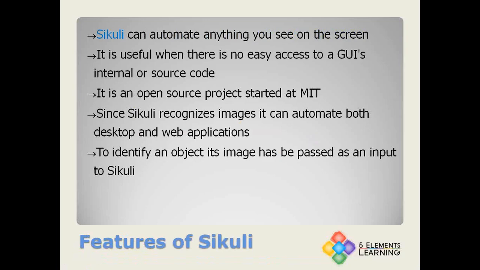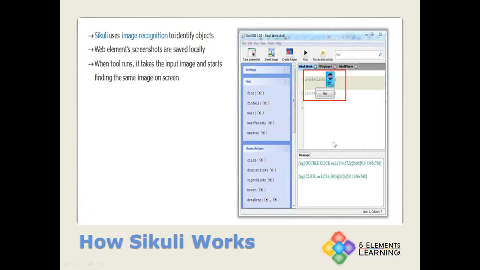It can automate anything we see on screen, and it is useful when there is no easy access to the GUI's internal source code. So basically, it says that it is useful when you cannot understand what the backend property values for the GUI controls are. So you are not able to automate it by recognizing it through those properties. It was an open source project which started with MIT, and since it recognizes images, it can automate both web and desktop application. So we will be using a Sikuli jar file to create these images.